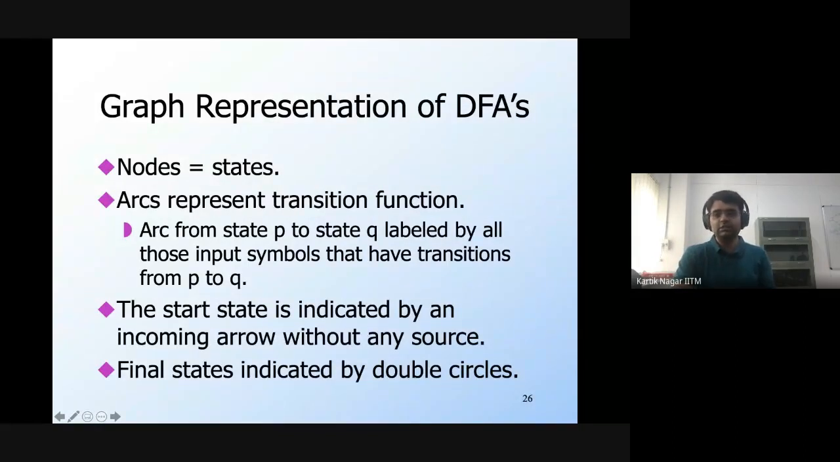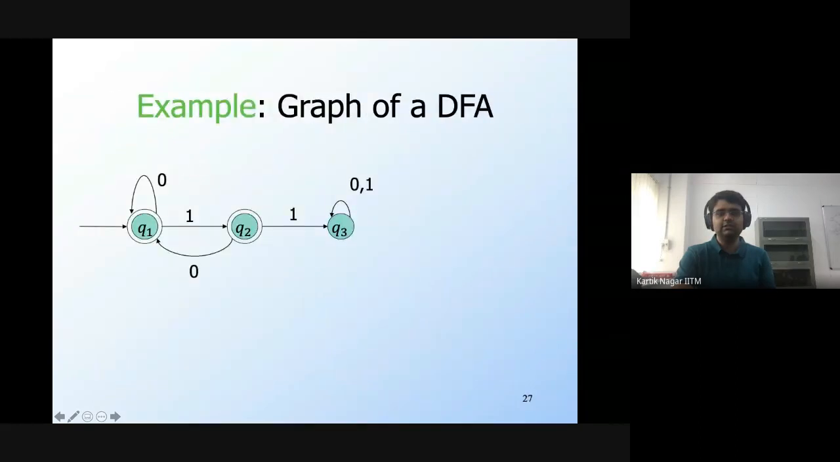Let's look at an example to make this clear. So here is a DFA which consists of three states. The states correspond to the nodes of the graph. As you can see, in the state Q1 we have an incoming arrow but without any source. So this means that Q1 is the start state. And if you consider the states Q1 and Q2, these nodes have double circles around them, so Q1 and Q2 are also the final states of the DFA.